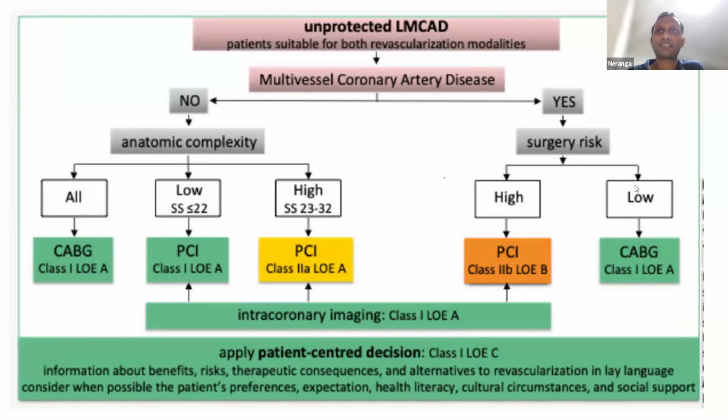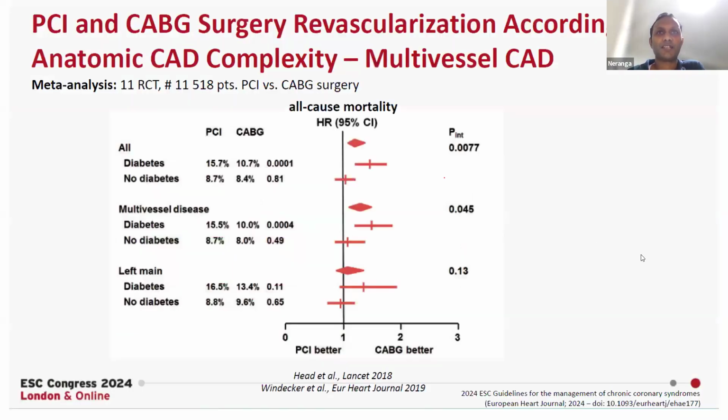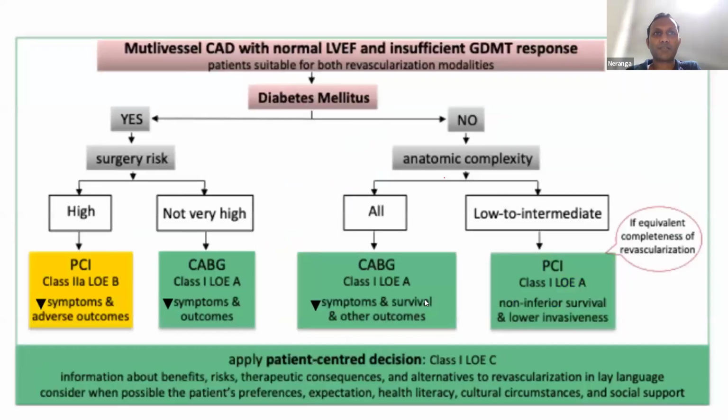And if the surgical risk is high, obviously PCI. If the surgical risk is low and there is multivessel coronary disease, CABG is the preferred one. In the diabetic subpopulation, you can see that diabetic patients always do better with CABG. So in patients with diabetes, CABG is usually the preferred treatment over PCI.